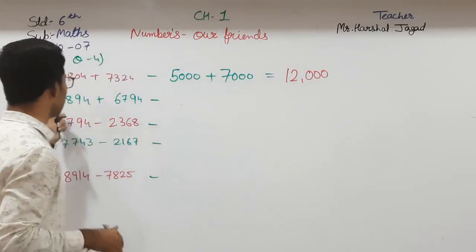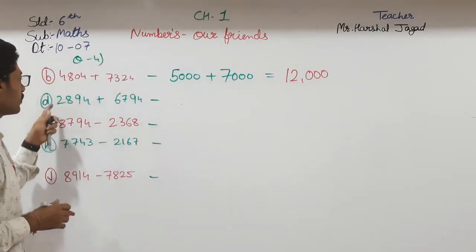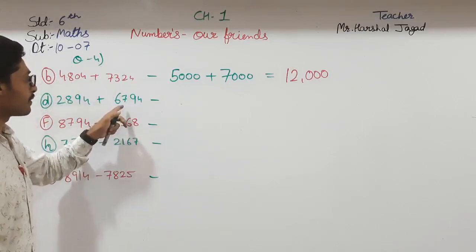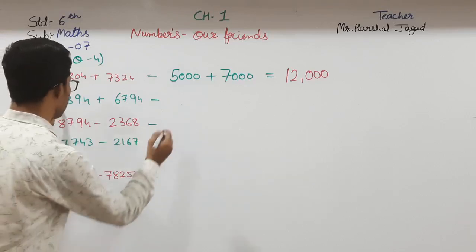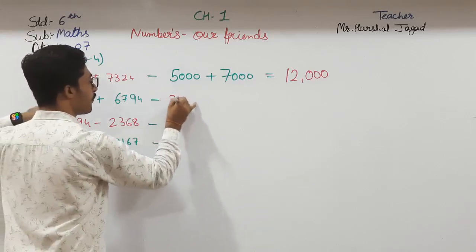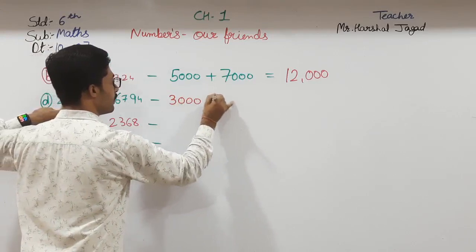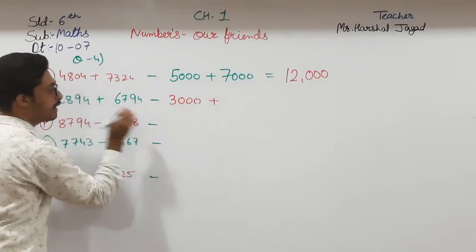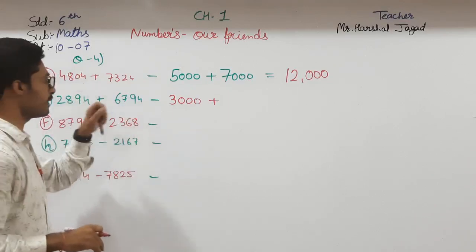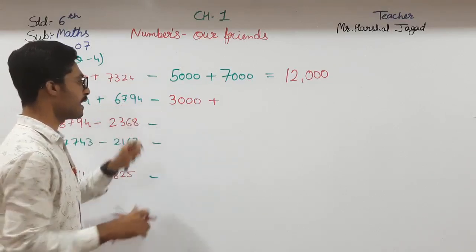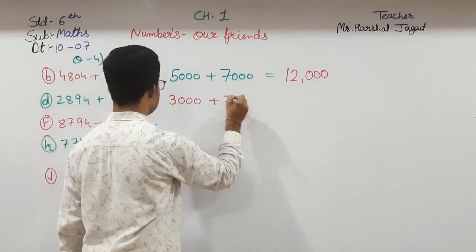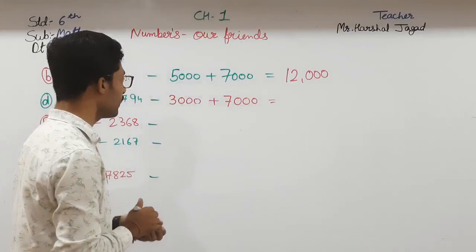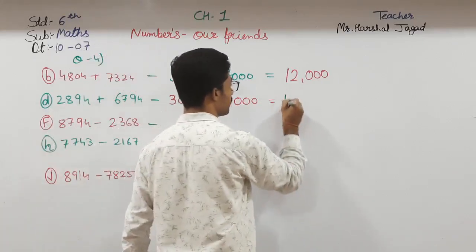Then moving forward, that is 2894 plus 6794. So here we just estimate or round off, that is 3000 plus. I can write this as 3000. And 6794, I can write here 7000. So your answer will be 10,000.